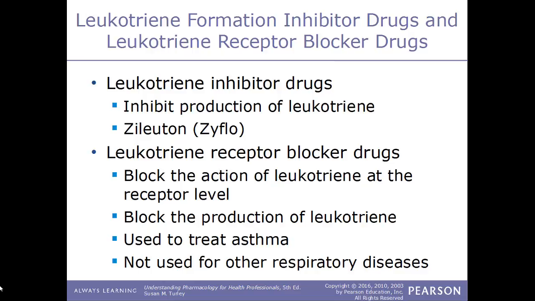And you can also have leukotriene receptor blocker drugs. And these block the activation of leukotrienes at the receptor level. So if they can't combine with the receptor, they won't have any effect at all. So it's like they're not even there. And these can also act to block the production of leukotrienes. And these are used to treat asthma, in particular. These are not used for other respiratory diseases.